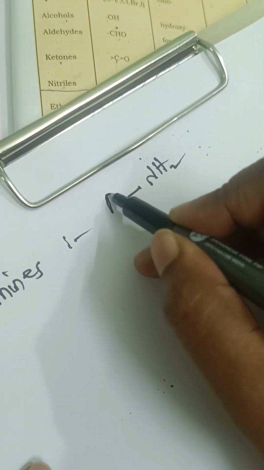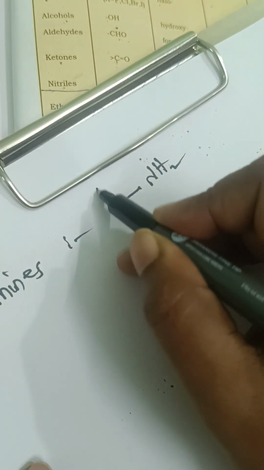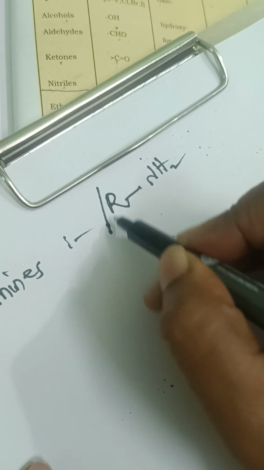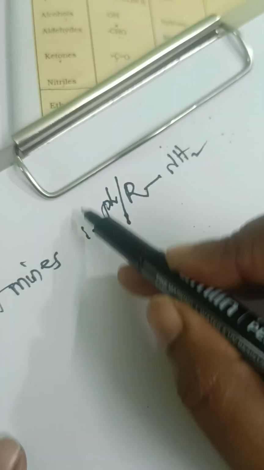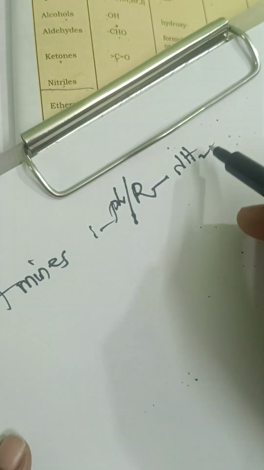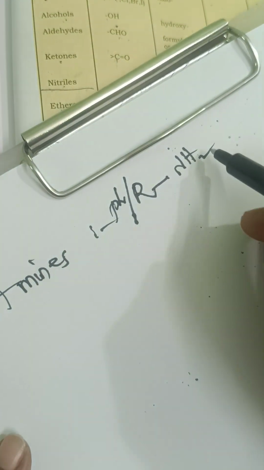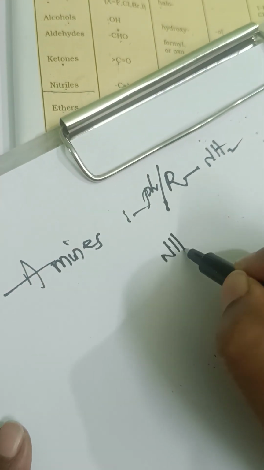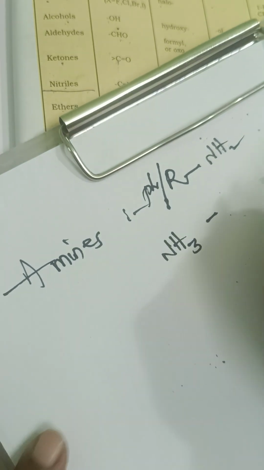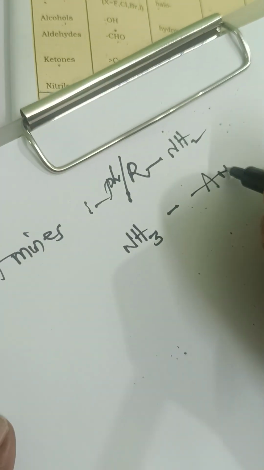As we already know, if there is a bond, there may be alkyl or aryl groups. Now, from where and how are we getting this group? See, everybody knows the formula for ammonia. NH3 is the formula for ammonia.